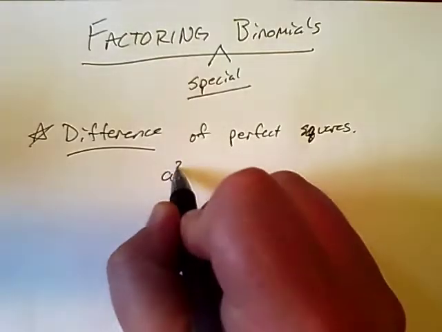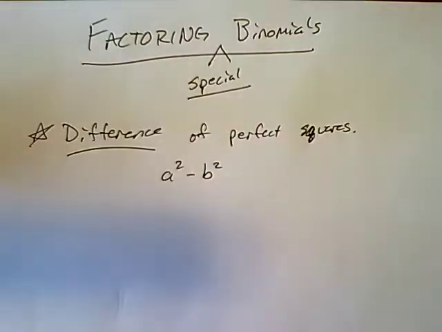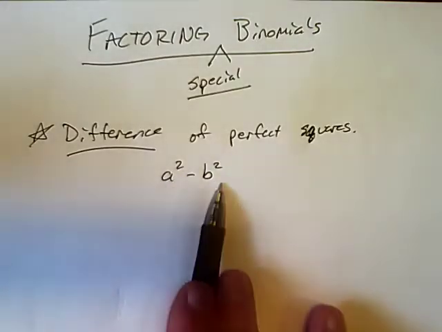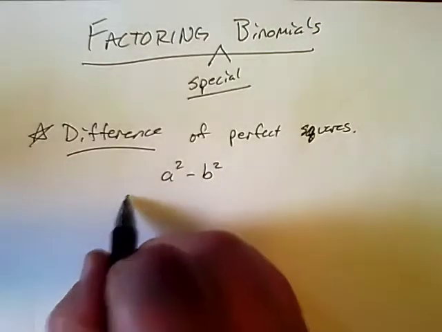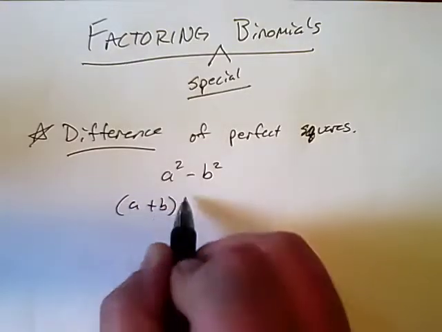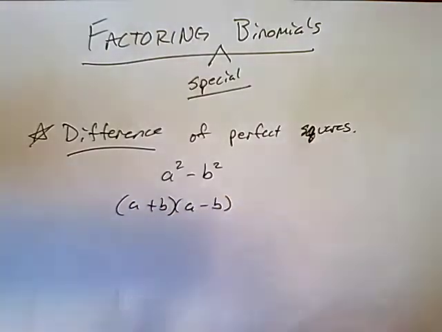So the pattern says that if I have two squares that are being subtracted, like a squared minus b squared, then it will turn into a plus b times a minus b. Whoa, there's no numbers, Mr. Stevens. I'm having a hard time.